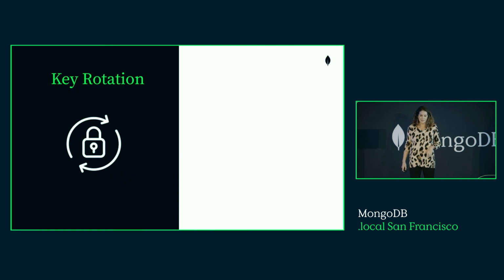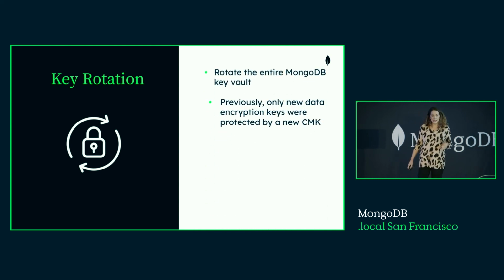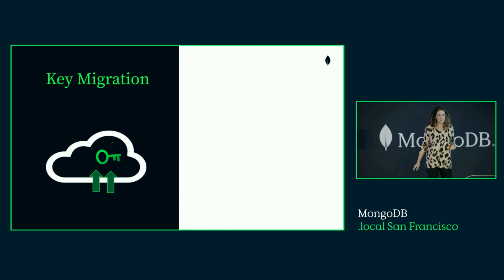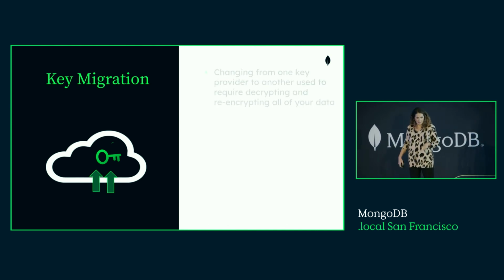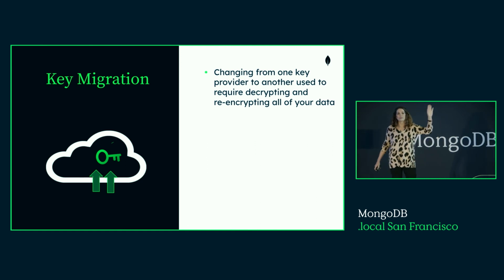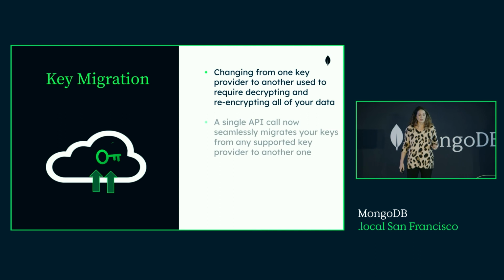Key management enhancements. Okay, key rotation. Previously, that was more of a manual process. Now we have a quick API that you can call. It will rotate your entire key vault without your application being impacted. Key migration, again, another API call. You can actually move, say, from AWS to GCP, your key, again, without impacting your application.